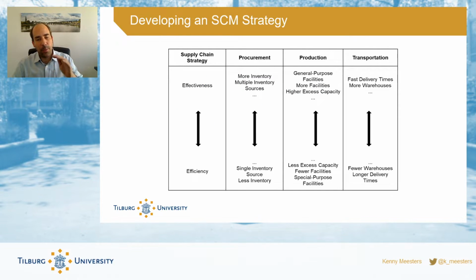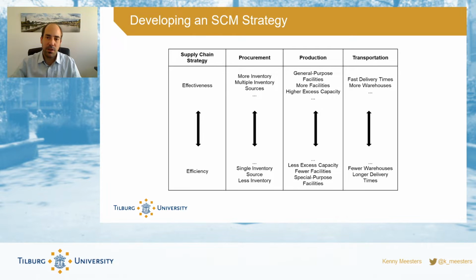So when you're developing the strategy, these are constant decisions you have to make. Are you focusing on the efficiency, just reducing cost, or on the effectiveness? And from that, you can start looking at different elements such as procurement. Do we need more inventory? Do we need to get multiple suppliers if we want to be less dependent on one? Versus, if you do efficiency, you would focus on a single supplier.